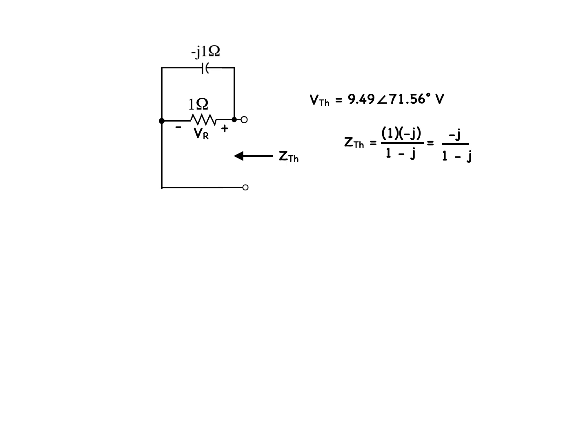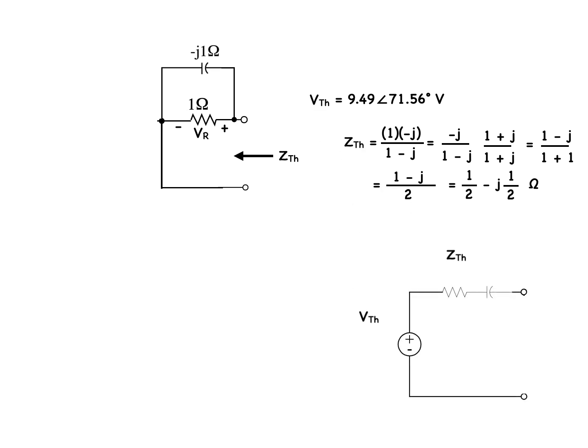Once again, I want the fraction in a different format, so I'm going to multiply by 1 plus j all over 1 plus j, which is the same as multiplying by 1. Working out the math, we are left with 1 minus j all over 1 plus 1, which leaves us with 1 minus j all over 2, or 1/2 minus j 1/2 ohms. Now we have the information required to represent the Thevenin equivalent circuit. Now let's put back the load, ZL, and analyze our circuit.